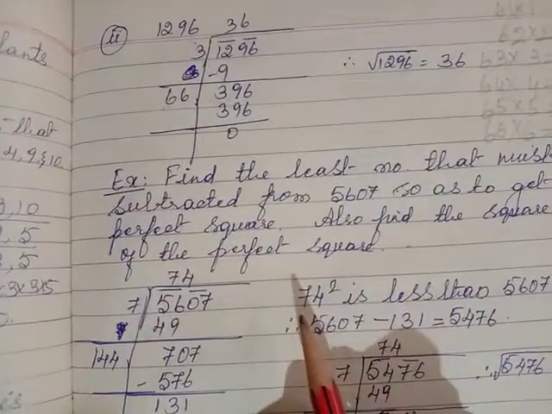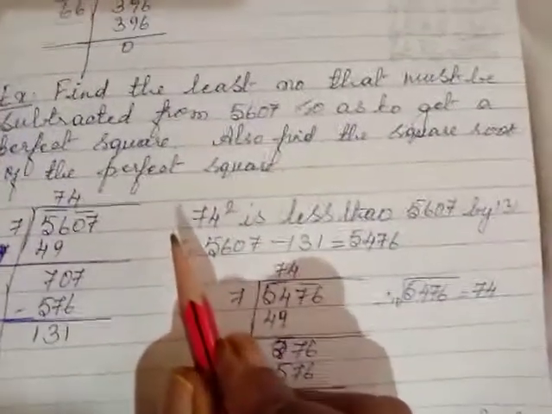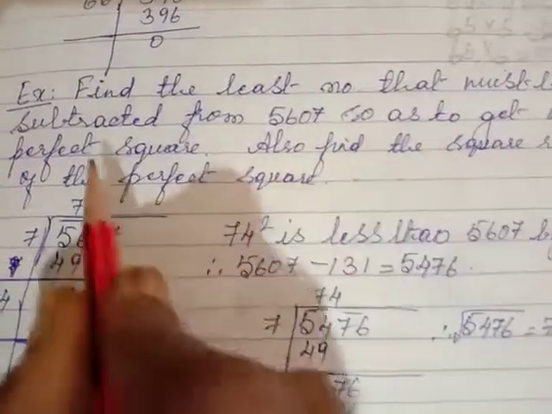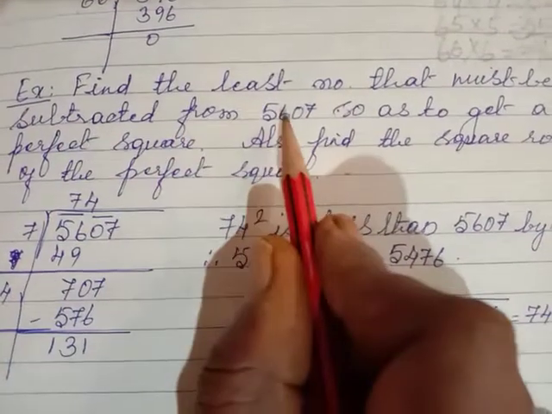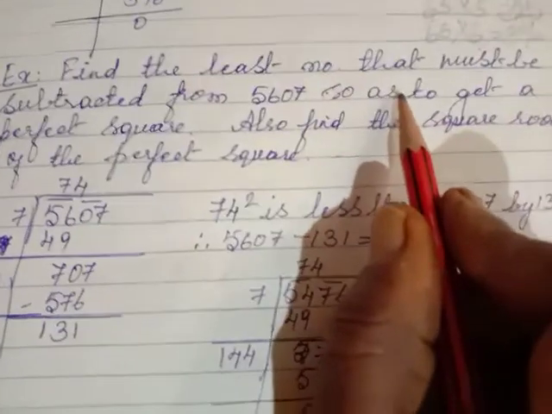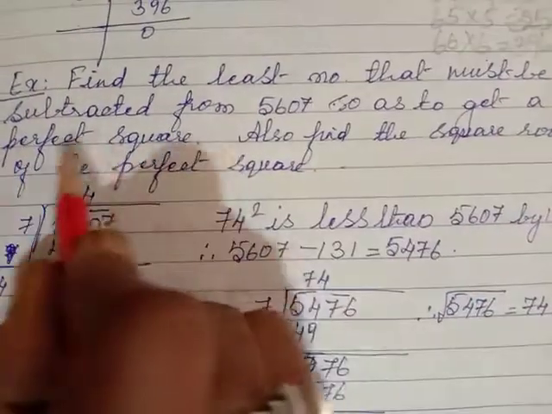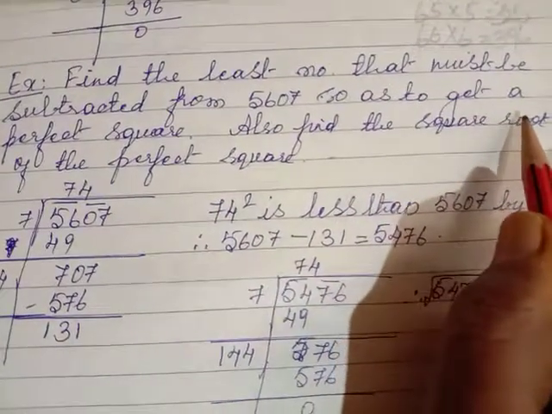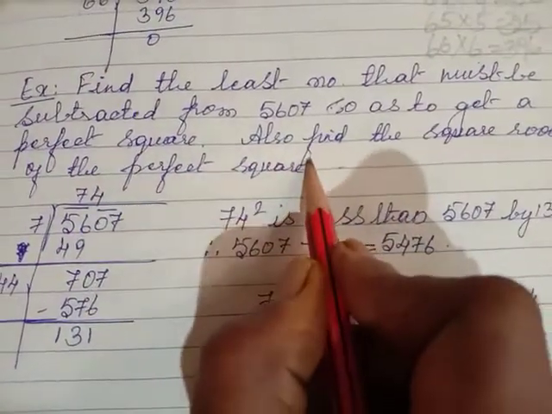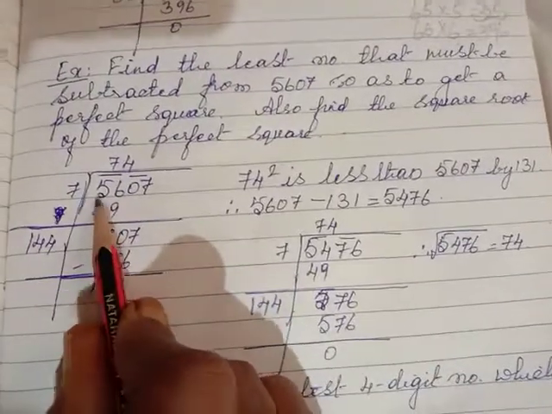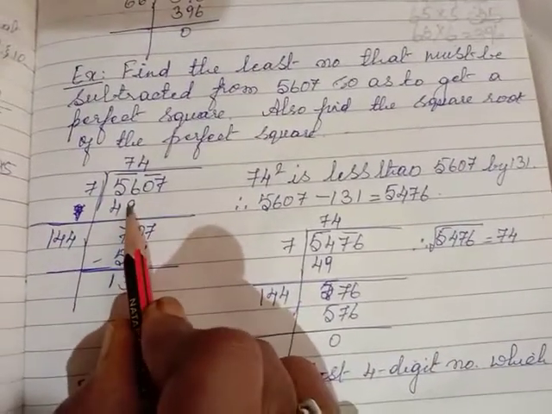Now let us go to the next problem, that is find the least number that must be subtracted from 5607 so as to get a perfect square. Okay, also find the square root of the perfect square. Okay, now look at this. From that is 5607 we have to divide, is it not?